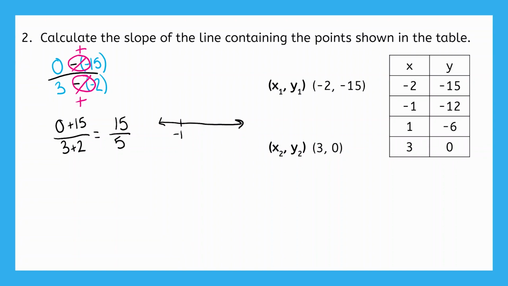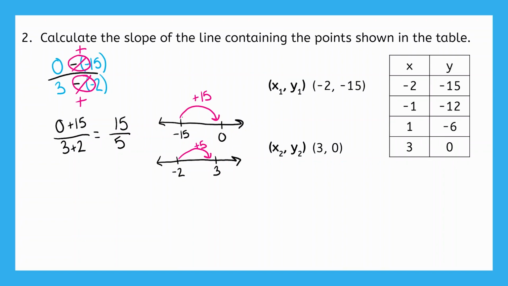Going from negative 15 to 0 would require me to move 15 units in the positive direction, which is exactly what I got for the numerator. And moving from negative 2 to positive 3 would require me to go 5 units in the positive direction, which is exactly what I ended up with for the denominator.